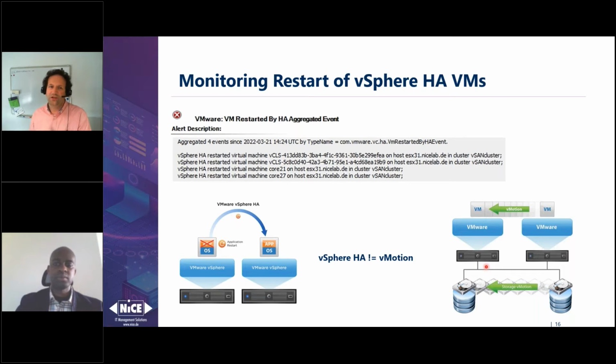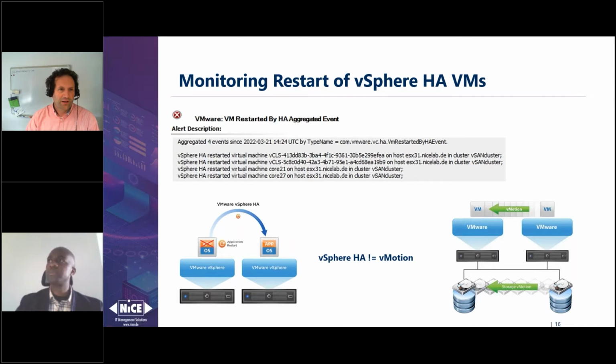vMotions typically happen when you want to upgrade an ESX host and you want to migrate all the VMs from one ESX host over to others, so you can upgrade that ESX host. vSphere HA is really like an automatic failover, and I will demonstrate this in a moment. I will kill one of our ESX hosts, really rip it down, and we'll monitor what happens to the VMs on it. That will be our first demo.